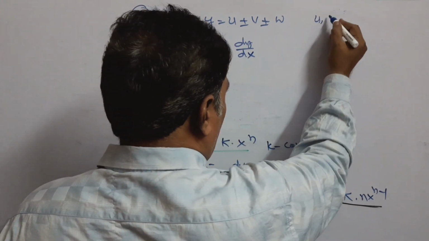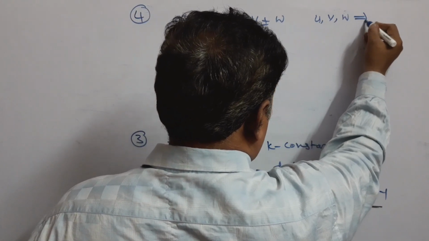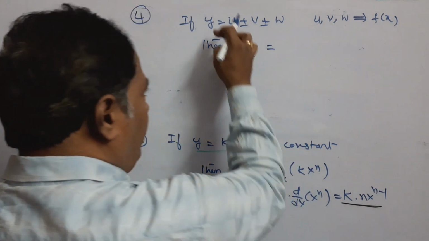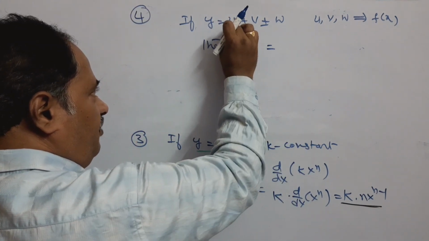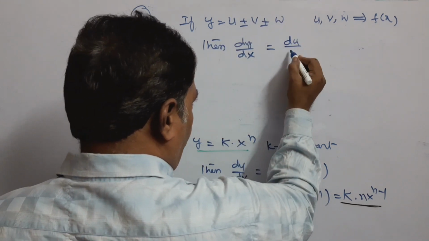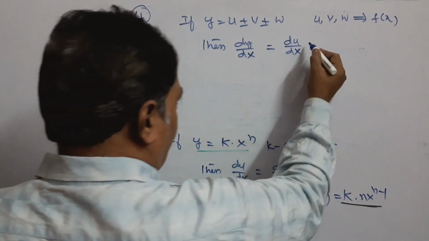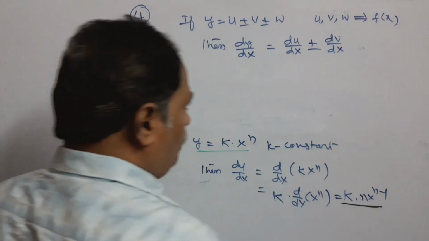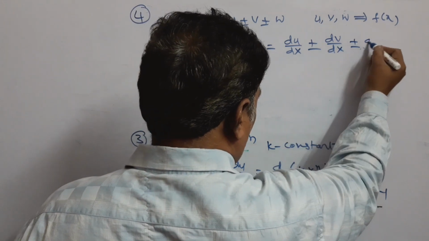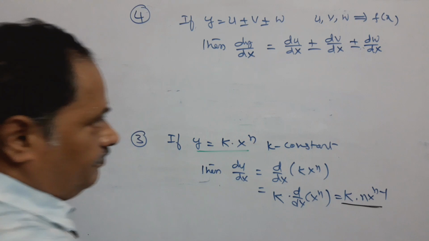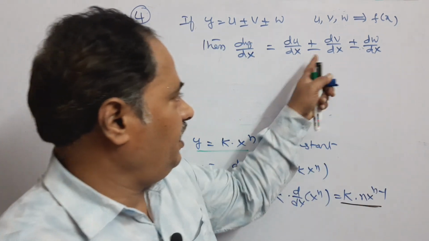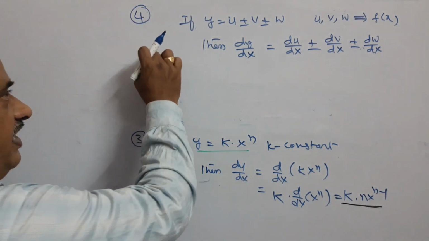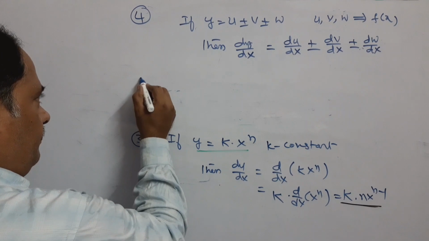Here u, v, w are all functions of x only. Then dy by dx equals, differentiating u with respect to x, du by dx, plus or minus, in the case of v you differentiate v with respect to x, dv by dx, plus or minus dw by dx. If the sign is positive, you take positive. If the sign is negative, you take negative. So this can also be used a number of times.